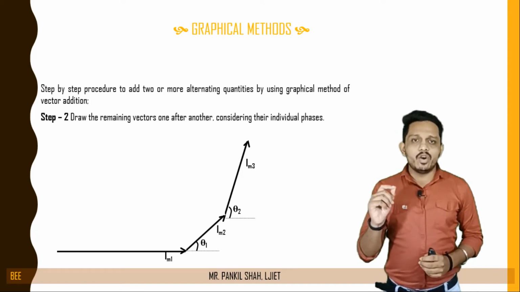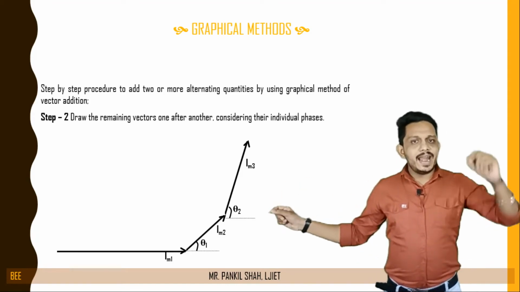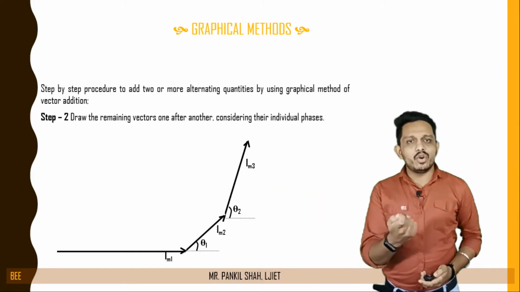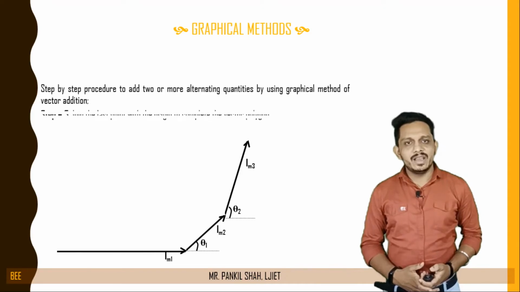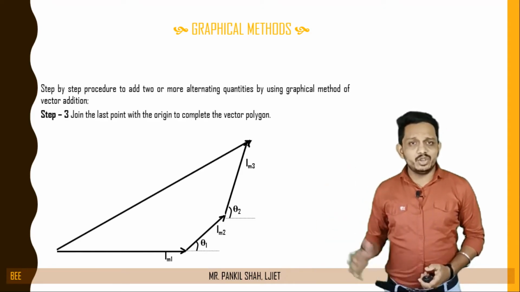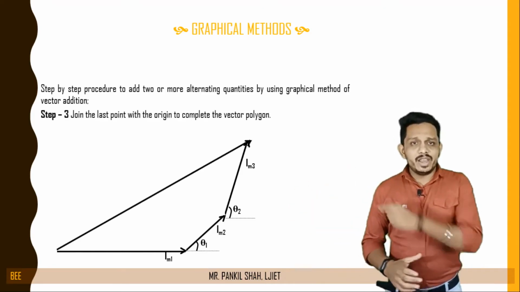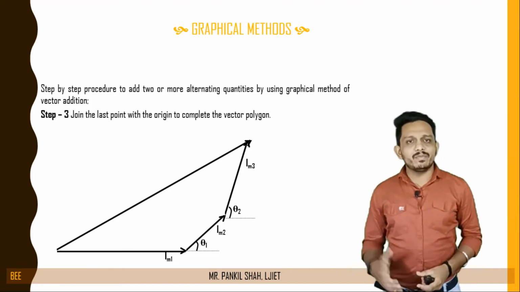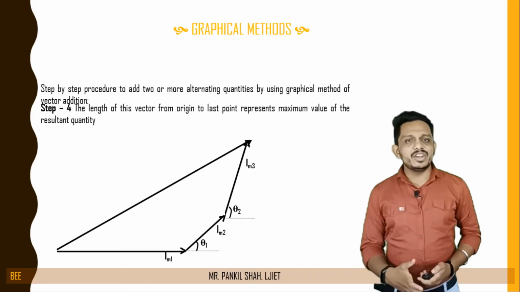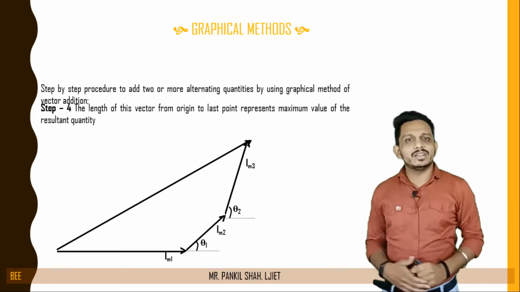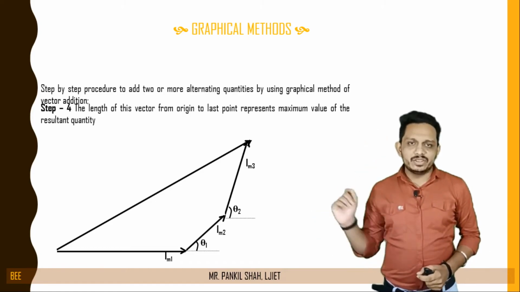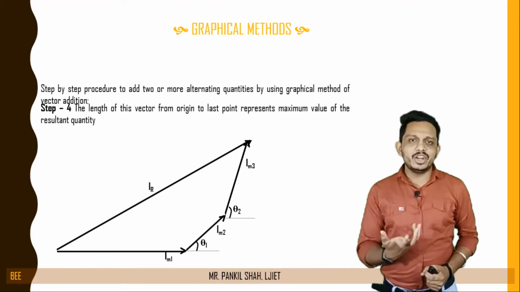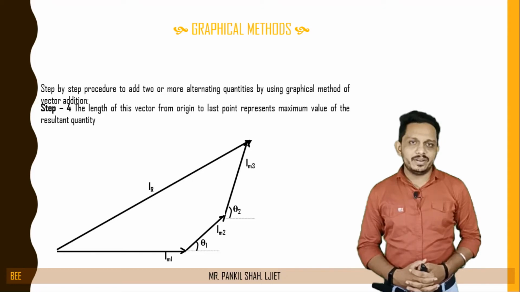So the starting of the first vector and the ending of the last vector should be joined together to find the magnitude of your resultant quantity. So in this figure you can see we have joined the starting and ending of the vectors, and the length of this vector represents the magnitude. You just need to measure the length of this line from this vector diagram and you will get the magnitude of your resultant alternating quantity.